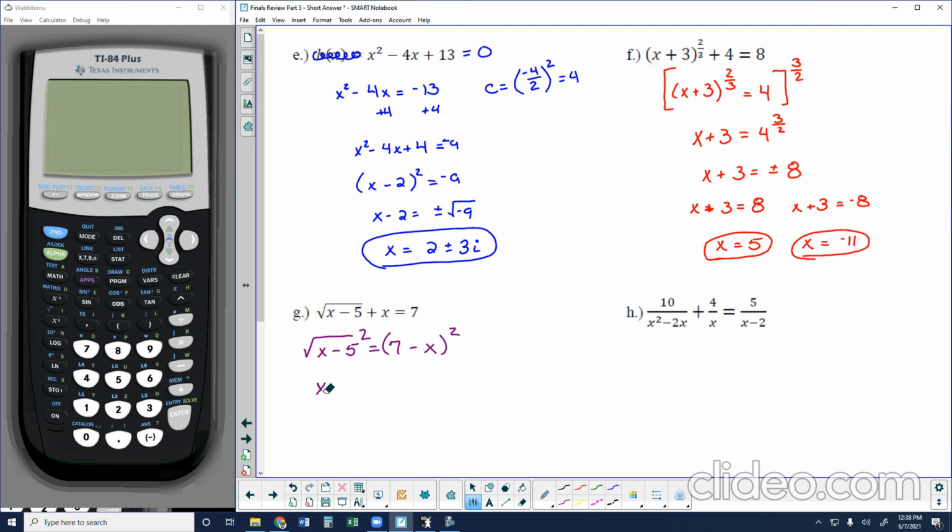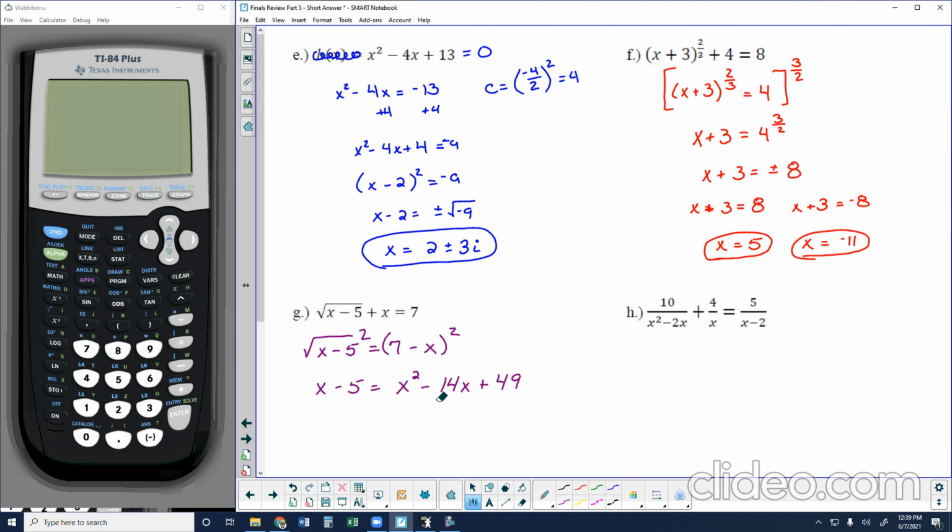So if I square both sides, I get x minus 5 is equal to, I'm going to change the order of this, but this would become x squared minus 14x plus 49, and you can get that through distribution, or remembering that the product of a binomial squared is the square of the first term, the square of the second term, and double the product of the two terms.